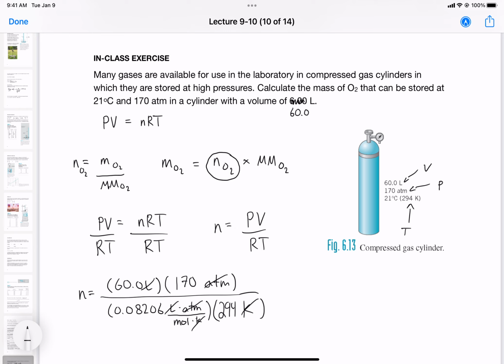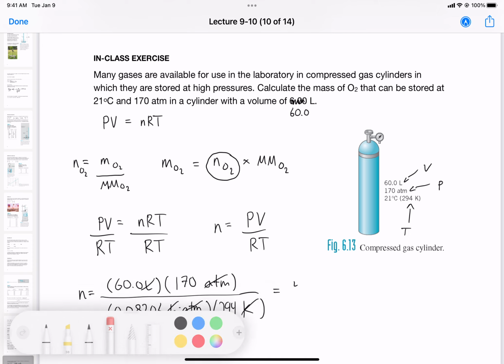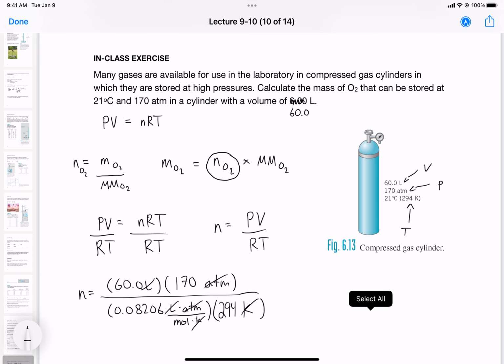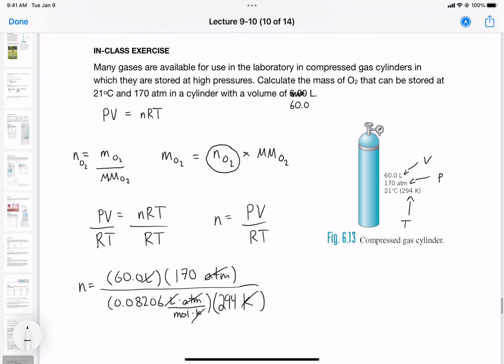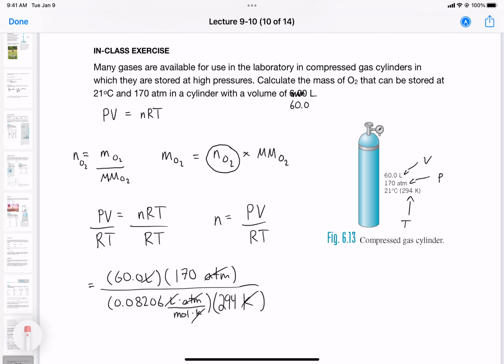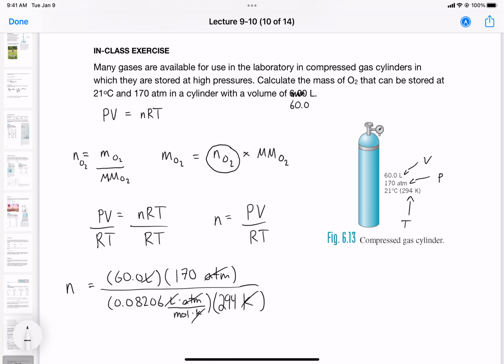And if we calculate this, we get 423. Or, if we want to avoid a calculation error, we can actually do this instead. We could do this, but actually it might be more confusing if we do it that way. So let's do it sequentially. I think it's fine. Sorry about that. So n will give us around 423 moles of oxygen.